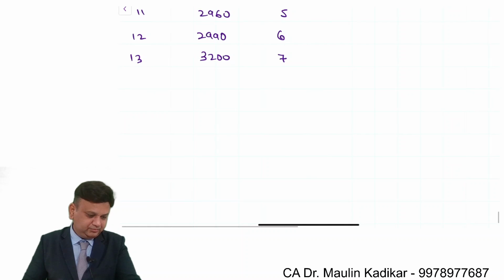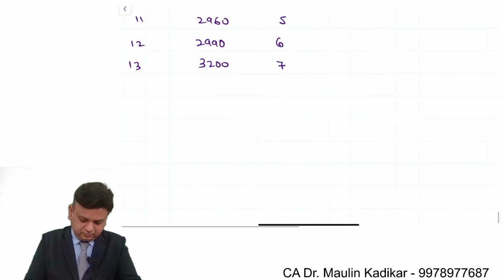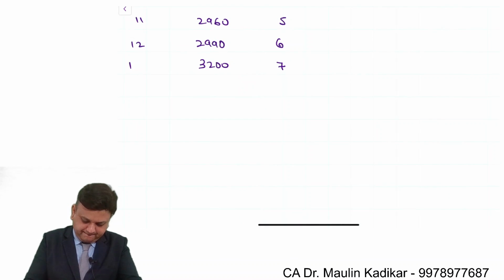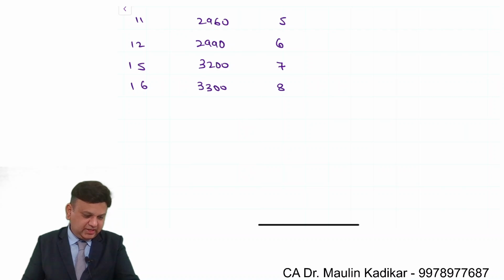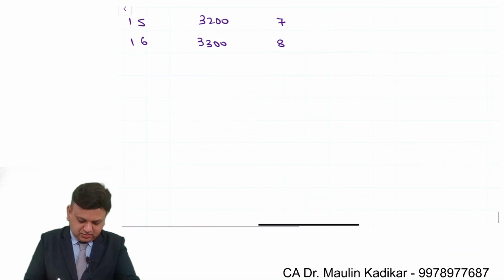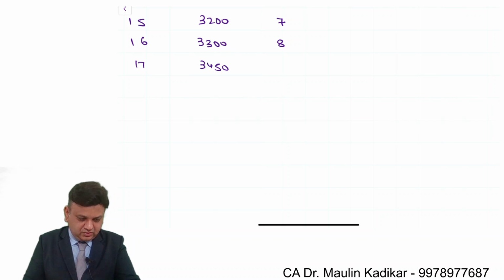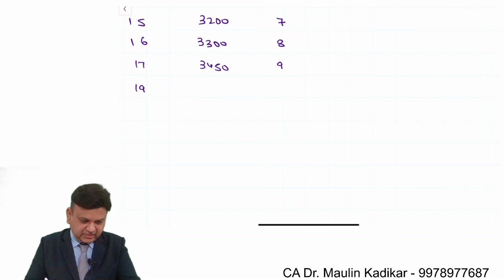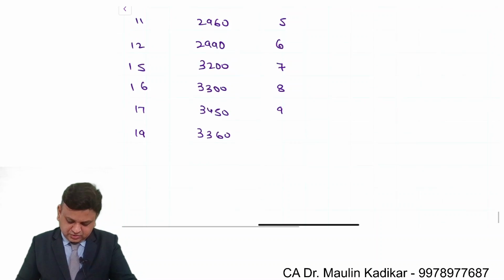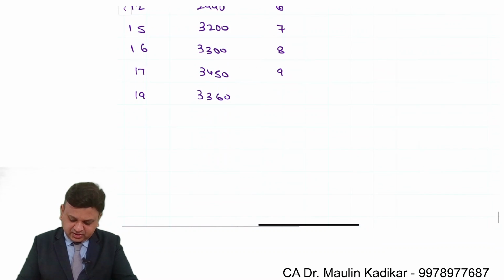I'm sorry. This is 15th. Then it is 16th. 3300. So it is 8. On 17th. 3450. So it is 9. 19th. 3360. So the price is falling down. So I'm writing 3 over here.